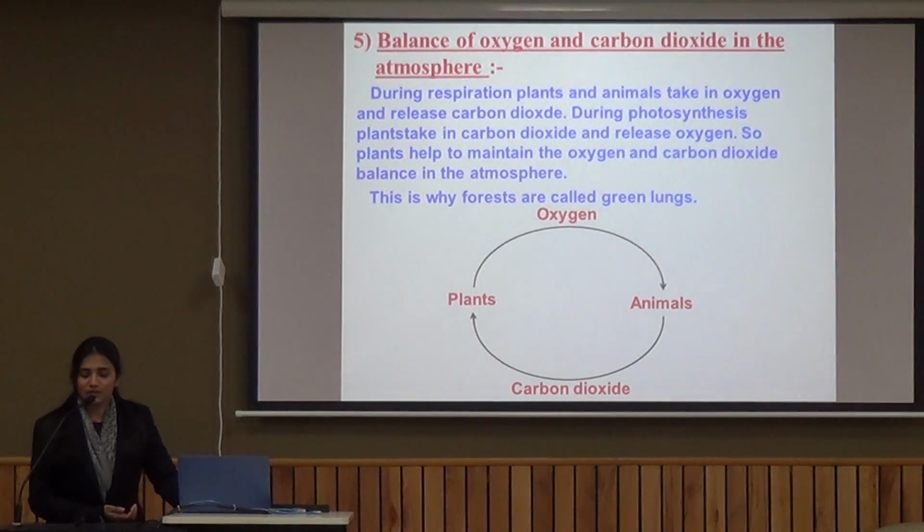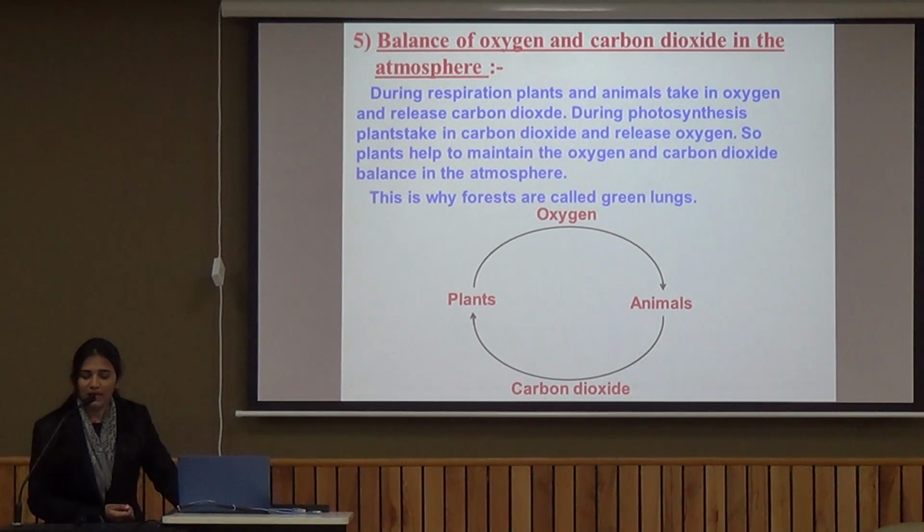Moving on, the balance of oxygen and carbon dioxide in the atmosphere. Now we know that in forest, the green plants produce oxygen, whereas the animals produce carbon dioxide. Now the green plants require carbon dioxide and they give out oxygen, and the animals or we humans also, we take in oxygen and we give out carbon dioxide. Therefore this creates an interdependence between plants as well as animals.